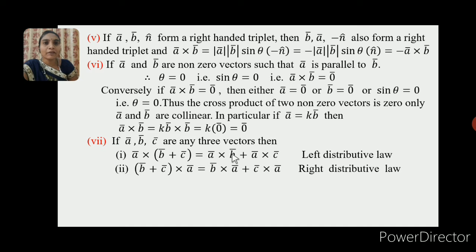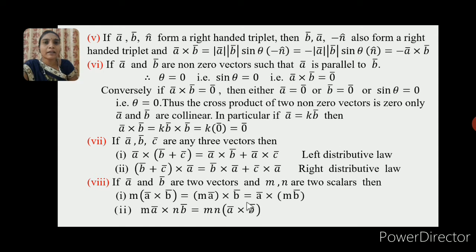7th, if a bar, b bar, c bar are any three vectors, then first, a bar cross product with b bar plus c bar is equal to a bar cross b bar plus a bar cross c bar. This is called left distributive law. Second, b bar plus c bar cross product with a bar is equal to b bar cross a bar plus c bar cross a bar. This is called right distributive law.